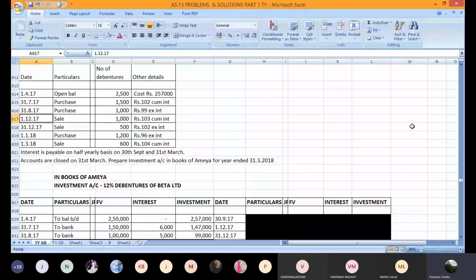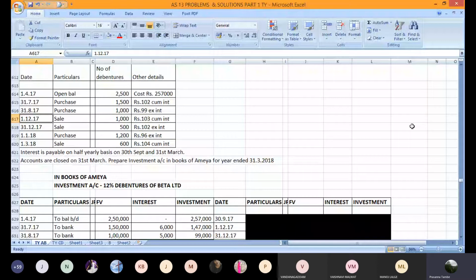Before this 1st December sale, you have an intervening date of 30th September between these two dates, the transaction we just recorded and the next transaction of 1st December. So between these two dates falls your due date of payment of interest, which is 30th September. On 30th September, what is the face value of debentures you are holding at this point in time? 5 lakhs. 5 lakhs.